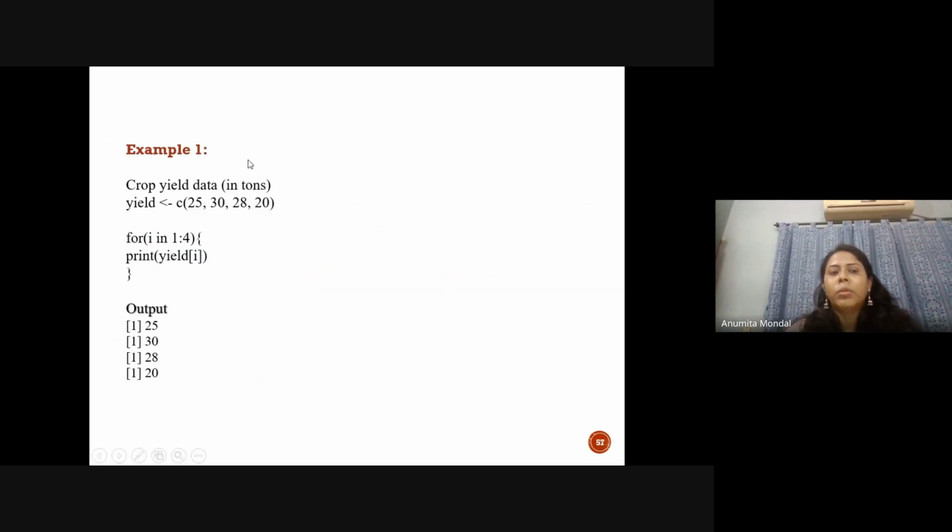Suppose in this case, I have used the crop data in tons. The data is given in the yield of C. It's in vector form. After using the for command, for I is equal to 1 to 4, print the yield value. In this case, the data prints for the I 1 to 4 values. We had only 4 values, so it is coming from 20, 25, 30, 28 and 20. It prints the values.